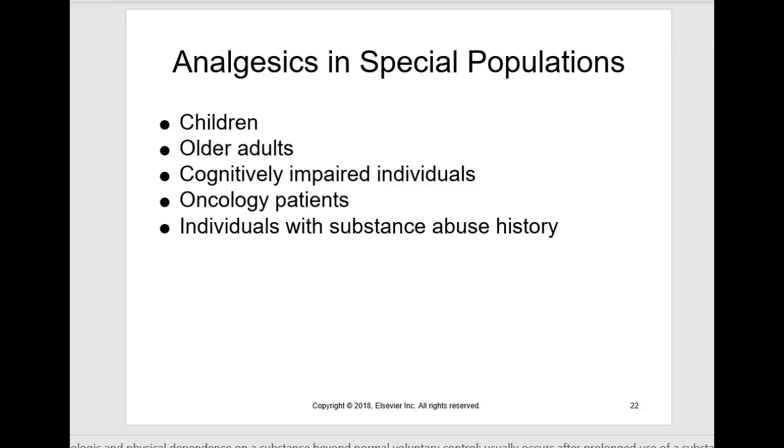All right, analgesics in special populations. In regards to children, pain management can be difficult because sometimes it's more difficult to assess the pain. The child might not be able to verbalize the pain. One of the scales used to help a child quantify their pain is the Ouch scale, which uses faces from a smiley face meaning no pain to a sad face with tears meaning the worst pain.